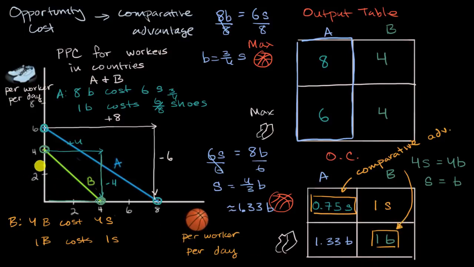Because if you look on the shoe axis right over here, country A has the absolute advantage in producing shoes. A worker per day in country A can produce 6 pairs of shoes, while a worker in country B can only produce 4 pairs of shoes. But even though country A has the absolute advantage, it would actually make sense for country A to focus on basketballs while country B focuses on shoes. And in the next video, we'll see how they can trade with each other to get to a scenario that is beyond their production possibility curves, and why focusing on your comparative advantage, at least in this theoretical, very simplified world, makes sense.